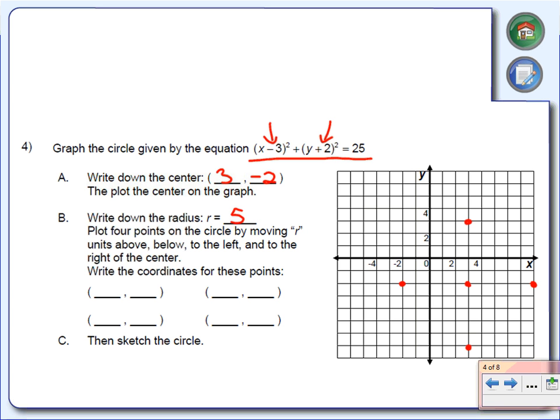So this one over here, above. What is the ordered pair right here? Above the center? 3, 3. So write that one down, 3, 3. And by the way, it doesn't matter what order we write them in as long as you've got them all listed. What about the one below the center? This one down at the bottom. What's that ordered pair there?